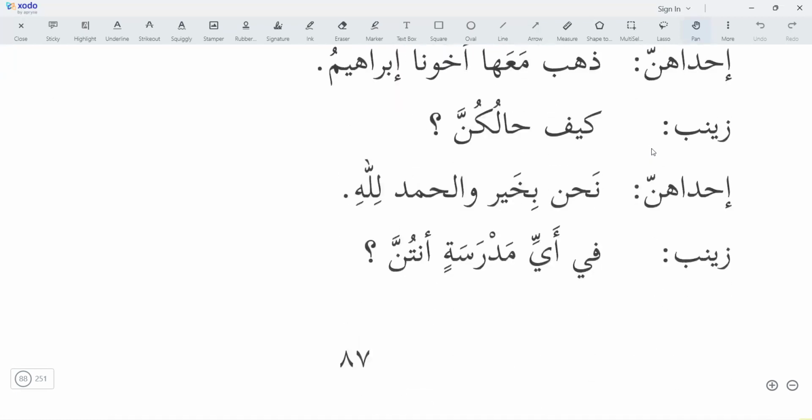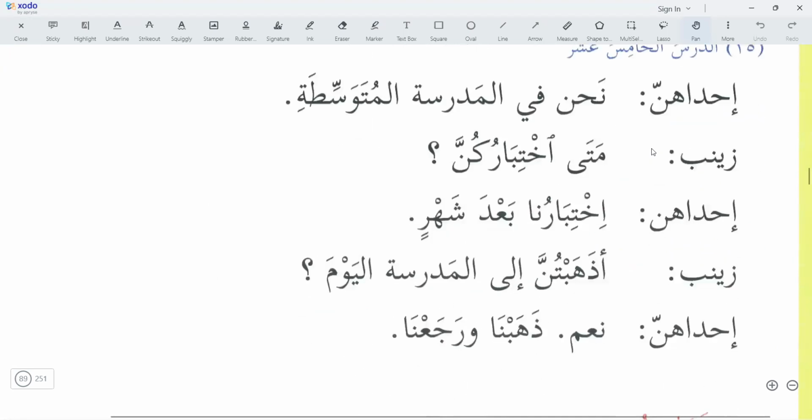Zainabu: Kaifa halukunna? How are you? Nahnu bikhayr walhamdulillah. We are fine, alhamdulillah. Fi ayyi madrasatin antunna? In which school are you? Nahnu fi al-madrasa al-mutawassita. We are in a middle school. Mata ikhtibarukunna? When is your exam? Ikhtibarunā ba'da shahr. Our exam is after one month.